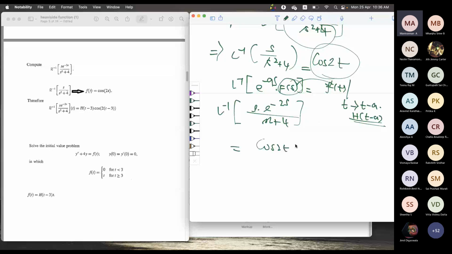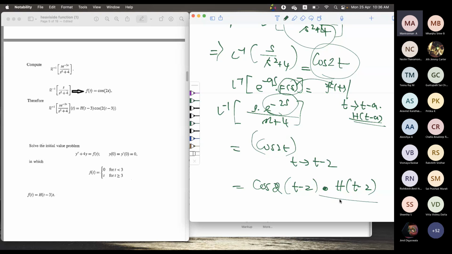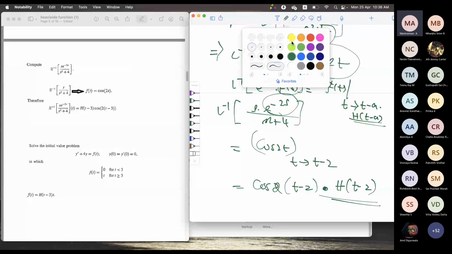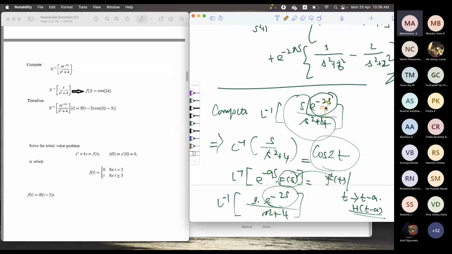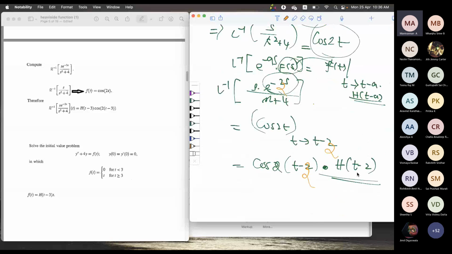So this cos 2t will be replaced by t tends to t minus 2. So cos of 2 times of t minus 2 multiplied with, because of this exponential, we should write this h of t minus 2 also. Here I consider it is 2, but the problem they used it is 3. If a is 3, then here it is 3 times s, so this t will be replaced by t minus 3, then it is t minus 3 here also t minus 3. Is it clear?